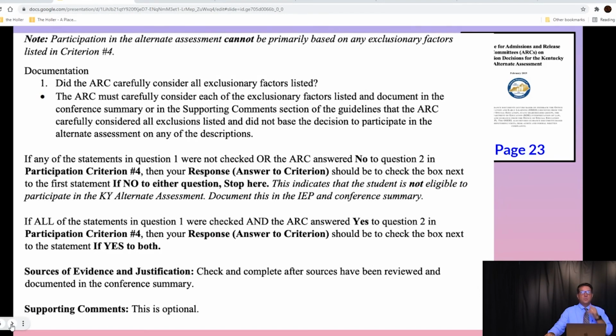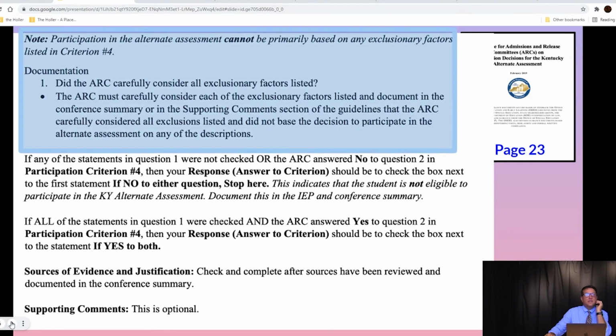And again, this is what your guidance document said. Did the ARC carefully consider all the exclusionary factors listed? And you have to document each one of those and that you discussed each one of those. The ARC must carefully consider each of the exclusionary factors listed and document in the conference summary or in the supporting comments section of the guidelines that the ARC carefully considered all exclusions listed and did not base the decision to participate in the alternate assessment on any of the descriptions.